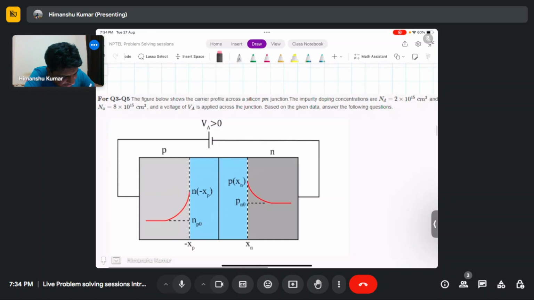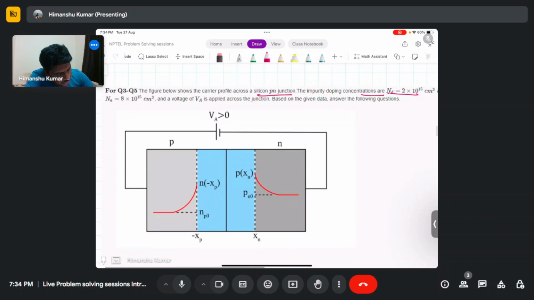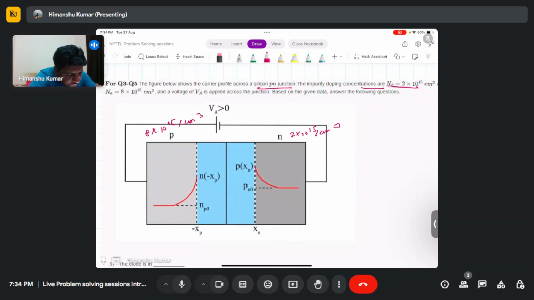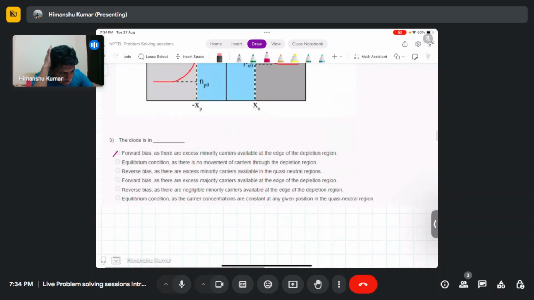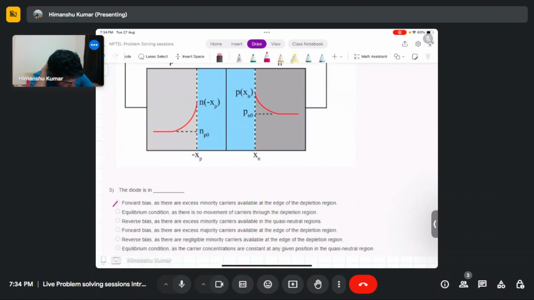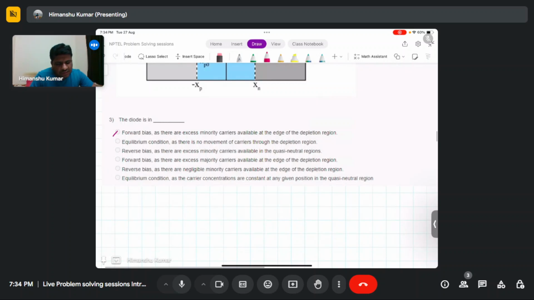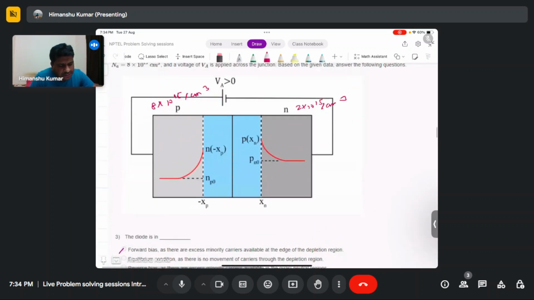The figure below shows a carrier profile across a PN junction. The impurity doping concentration ND is 2 into 10 power 15 per centimeter cube on this side, and 8 into 10 to the power 15 per centimeter cube on this side. And the voltage VA is applied across the junction. Based on the given data, answer the following question. We need to tell in which region of operation the diode is.